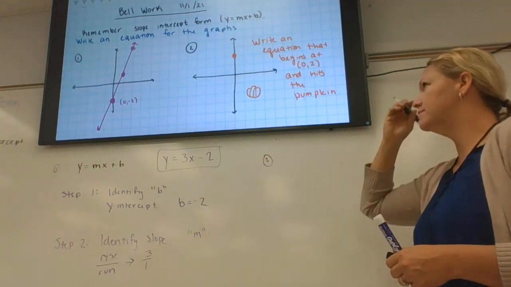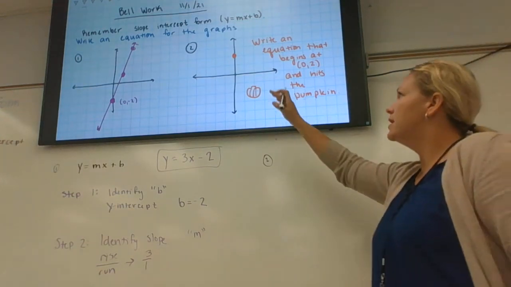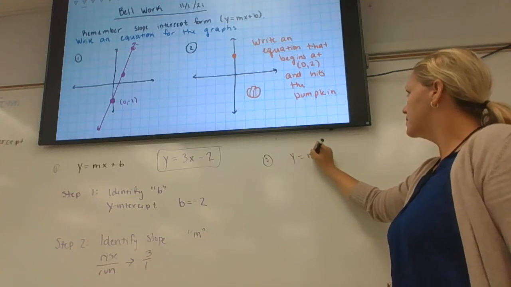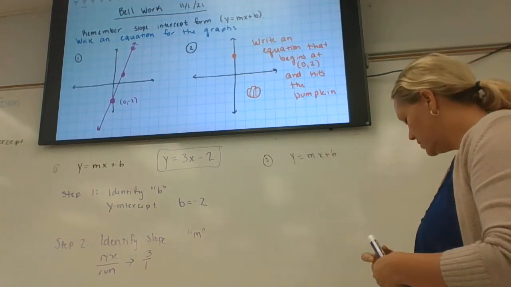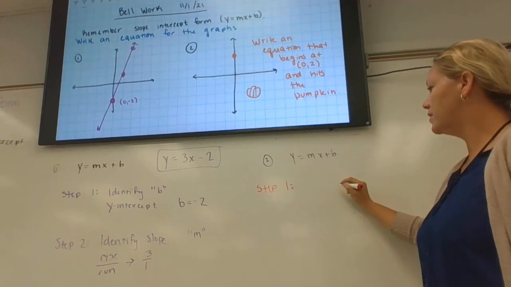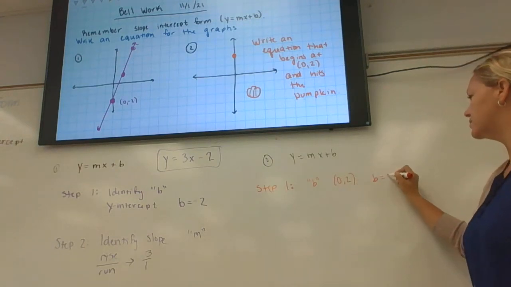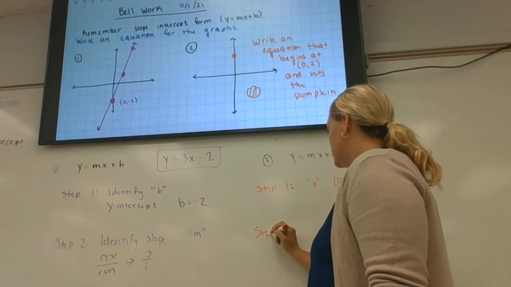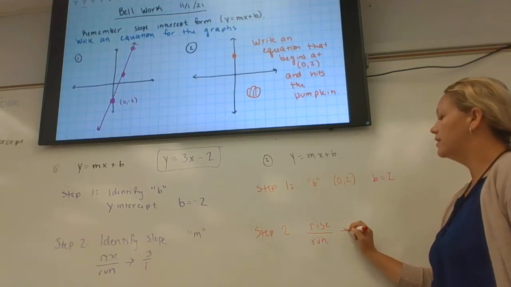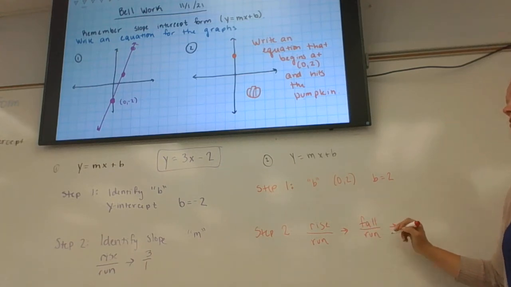Okay, number 2, more difficult. I didn't even give you a line. This is a little bit like the zombie concept, is that we need to figure out what line we could make so that it goes through the pumpkin. So step one we can do. Step one is the y-intercept b would be 0, 2, so b equals 2. And then step two, we have to figure out what rise over run, or in this case, I guess I'd rather do a fall over run, will get us to the pumpkin.